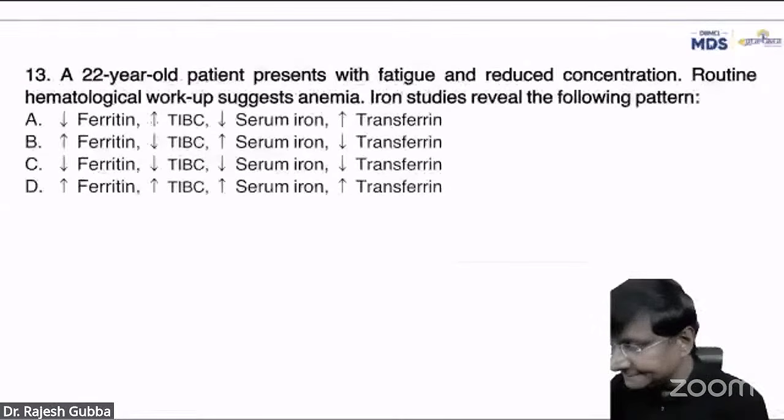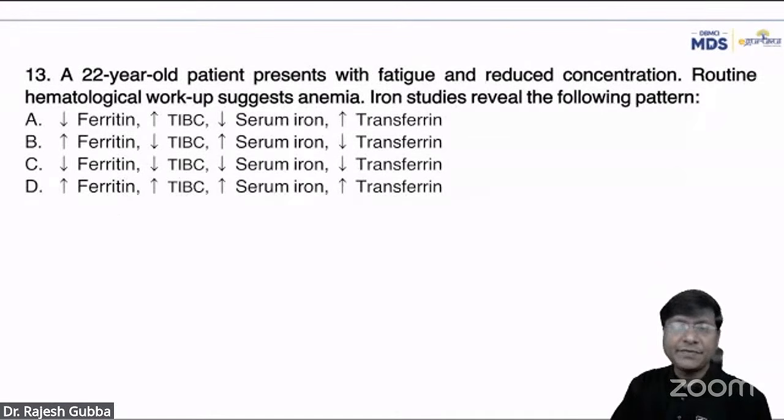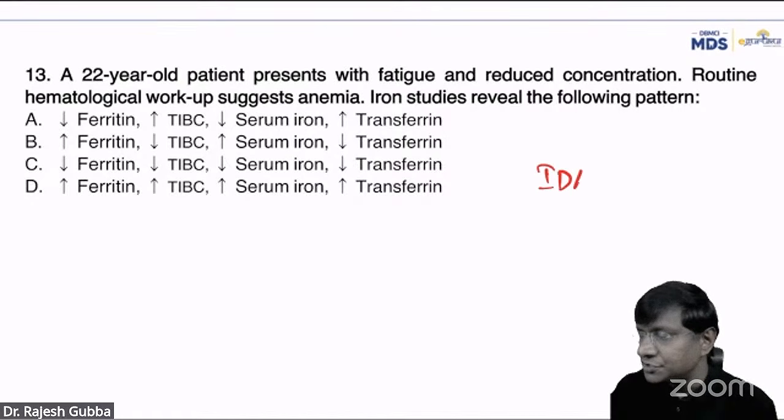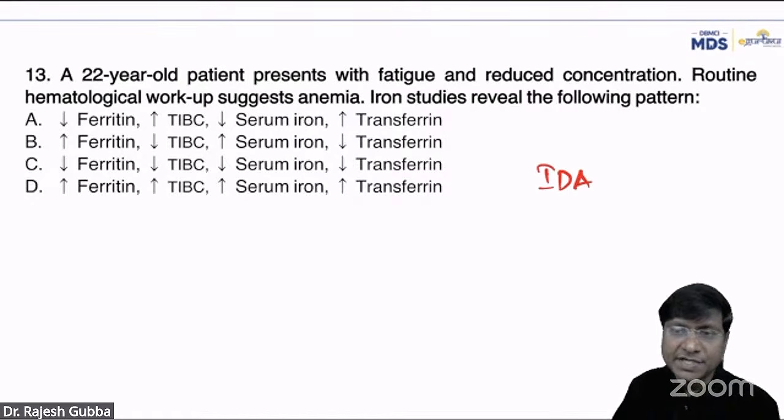Then followed by that, you see the next one. We have a 22-year-old patient presenting with fatigue and reduced concentration, and routine hematological workup suggests anemia. And iron studies reveal... So basically, what is this now? Iron deficiency anemia should be there. In iron deficiency anemia, what happens? There will be a decrease in ferritin, an increase in total iron binding capacity, a decrease in serum iron, and an increase in the transferrin levels as well, right? Increase in the transferrin levels as well.